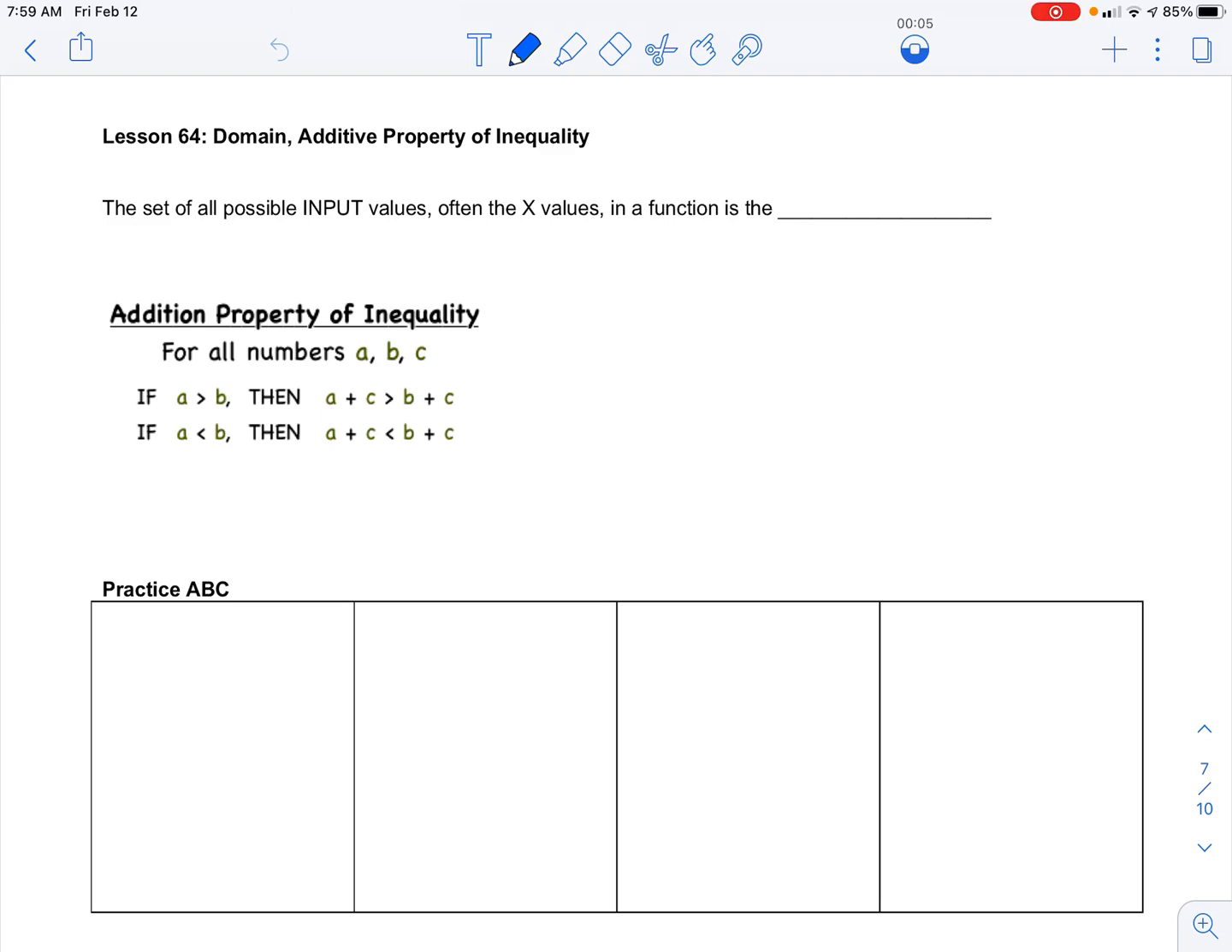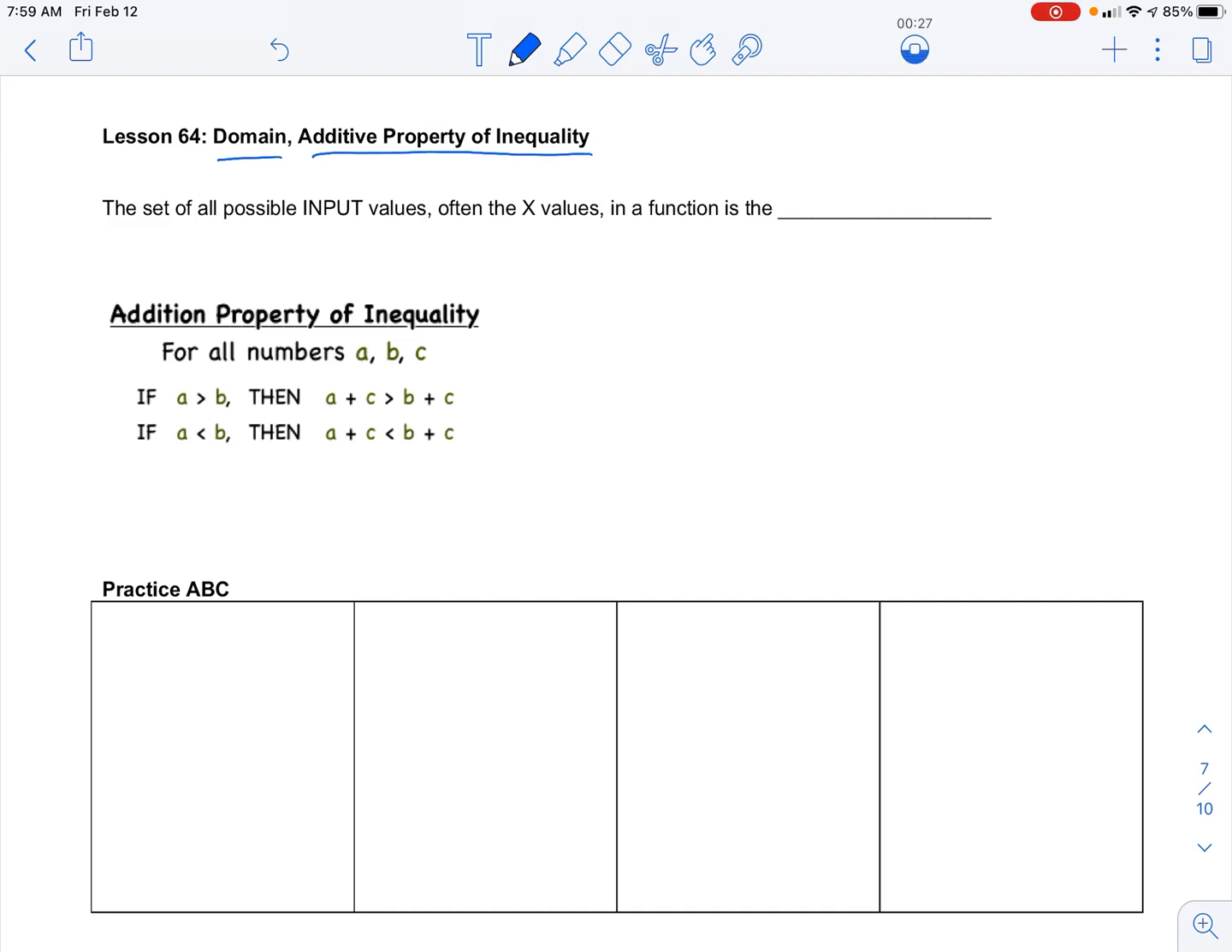We are going to be looking at Lesson 64 together today, so if you want to go ahead and open up your textbooks to Lesson 64, you can find it on page 260. We're going to cover a couple of different concepts today. The first one being we're going to talk about what a domain is, and then we're going to be talking about what the additive property of inequality is and how we can use that to solve inequalities.